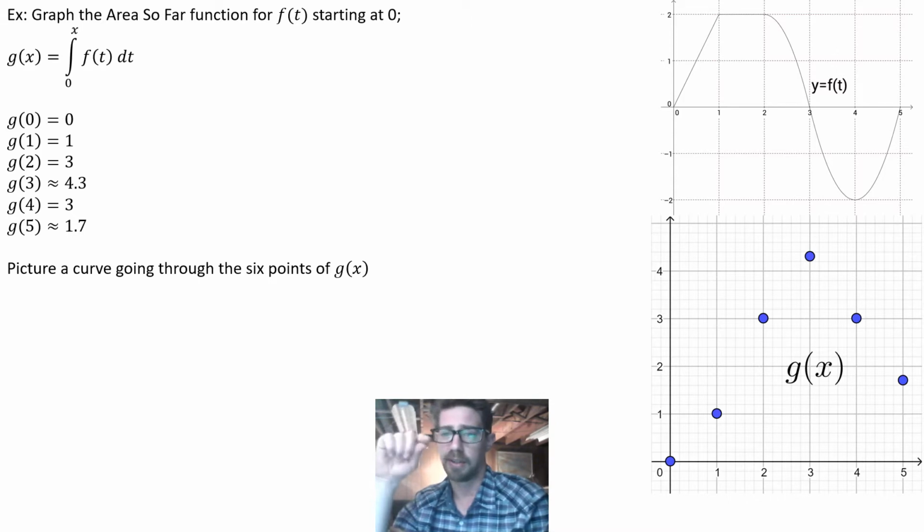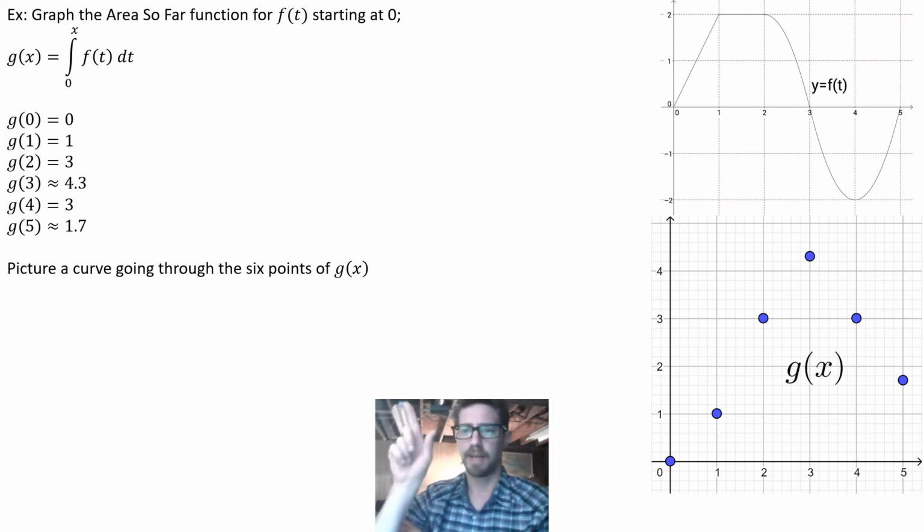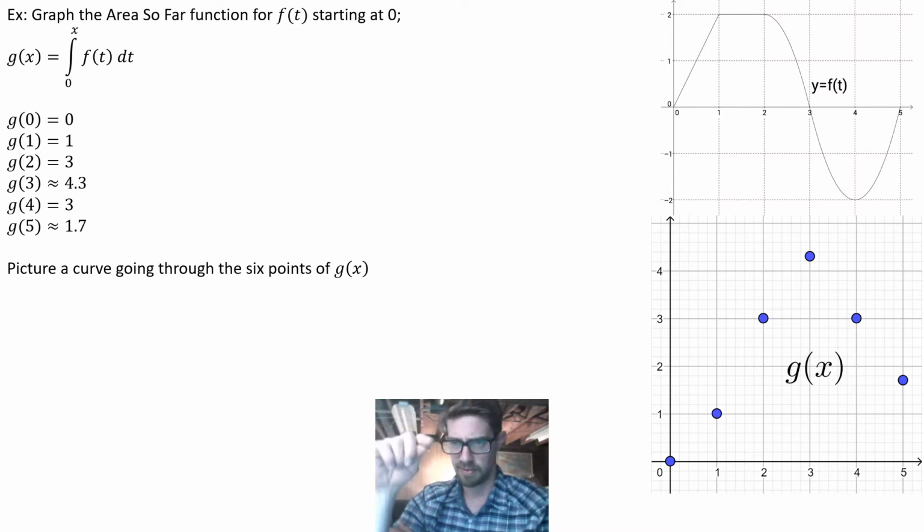So it's easier if you just picture a curve going through it, right? It's a continuous thing. The area doesn't just jump up, the area accumulates. So just picture a curve going through those 6 points, right? And then let's compare that curve with f of t. And you'll see it. Maybe you see it now.